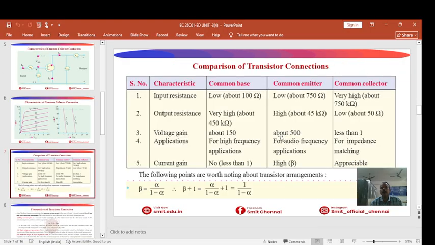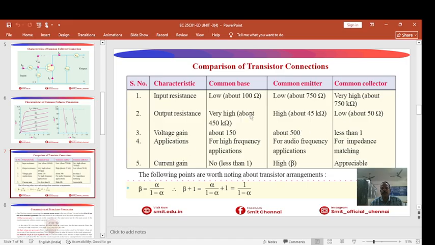Here is the overall comparison of the three types of transistor configurations: one is CB, another is CE, another is CC. With respect to input resistance, CB is low, CE is low, whereas common collector is very high. With respect to output resistance, CB is very high, CE is high, whereas CC is very low. In terms of voltage gain, an important parameter, for CB it will be around 150, for CE around 500, and for CC it is less than 1.